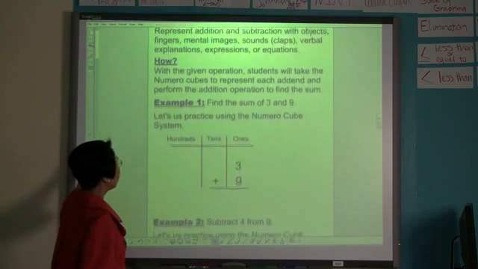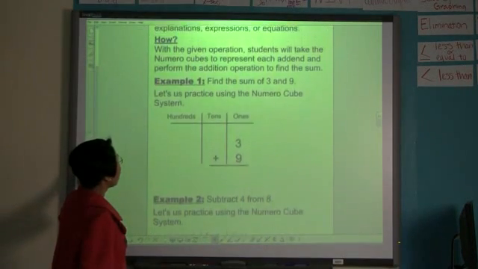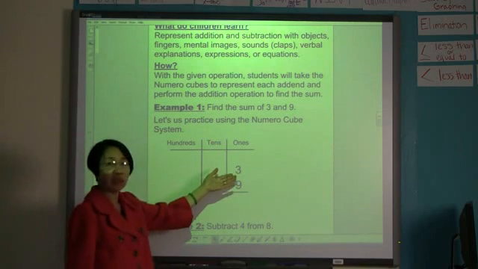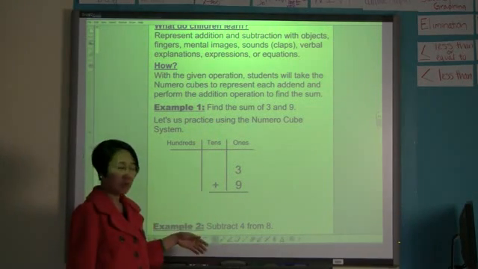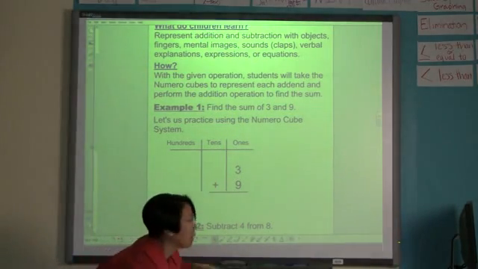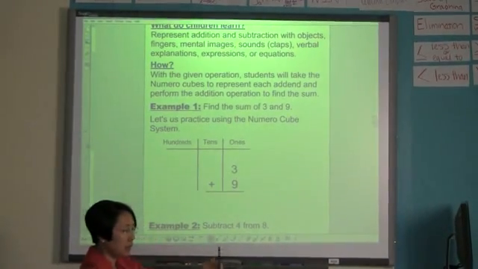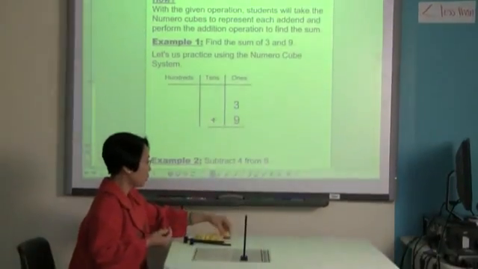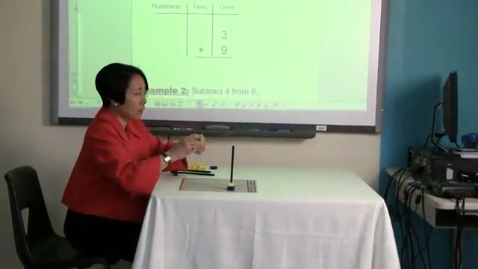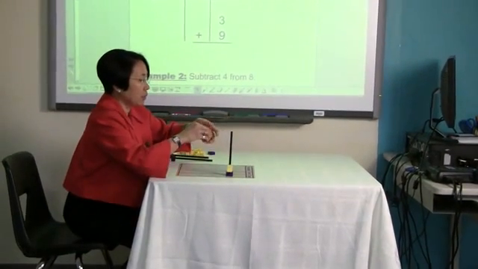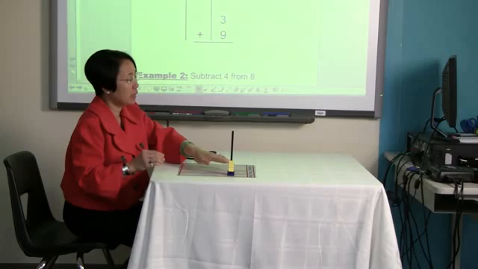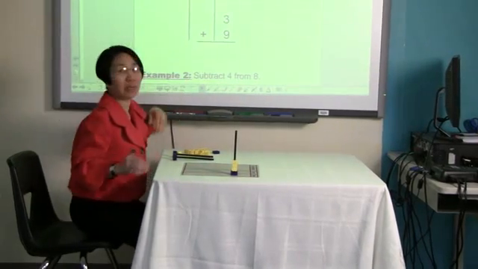So if you take a look at this example, you have 3 and then you're trying to add 9 to that. I am going to take the first number, 3, out, and if you look down here you will see the 3. Here's an empty peg, so I'm going to use 3 cubes. I'm going to put in 1 cube, 2, and 3 cubes, 1, 2, 3. These cubes represent that number right there, okay?